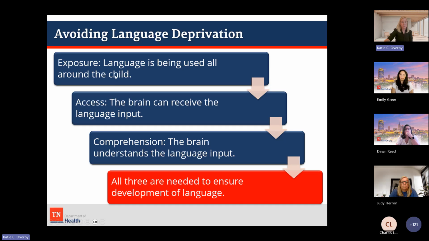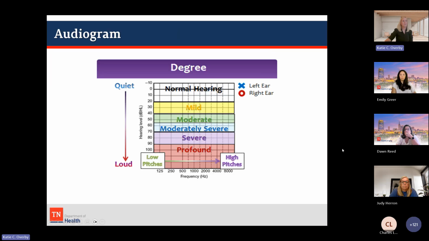And when we have exposure and when we have access, it leads to comprehension. So then the brain can start to understand what language we are giving them. And we need all three of those areas to ensure that we have the development of language. So if we want a child to have access and to have exposure, we need to know what their hearing is.